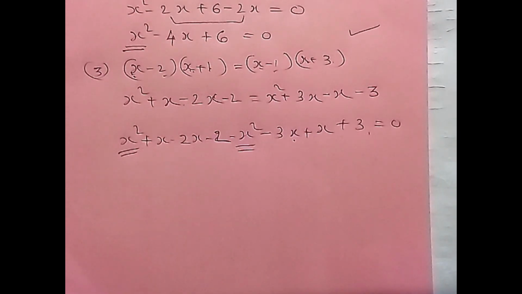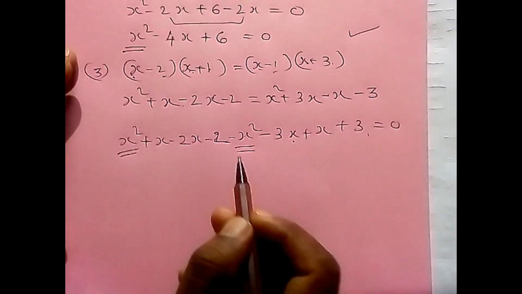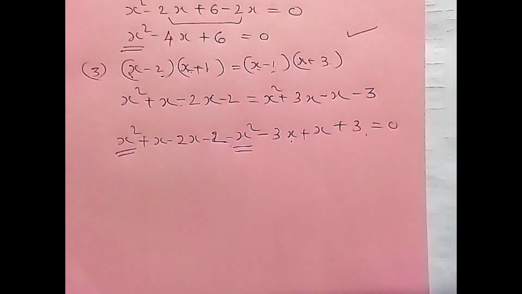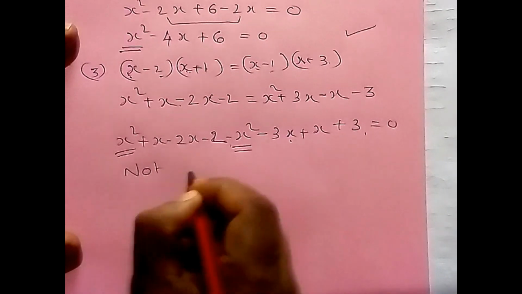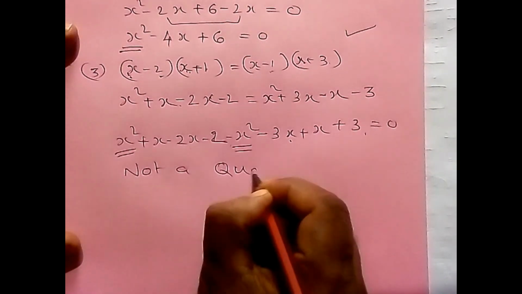We are asked to check whether this is a quadratic equation or not. Since the x square term is getting cancelled and there is no x square term in the resultant equation, we can say that this is not a quadratic equation.